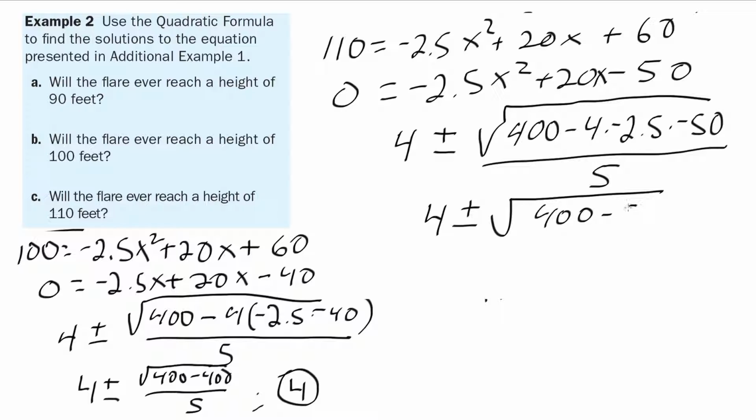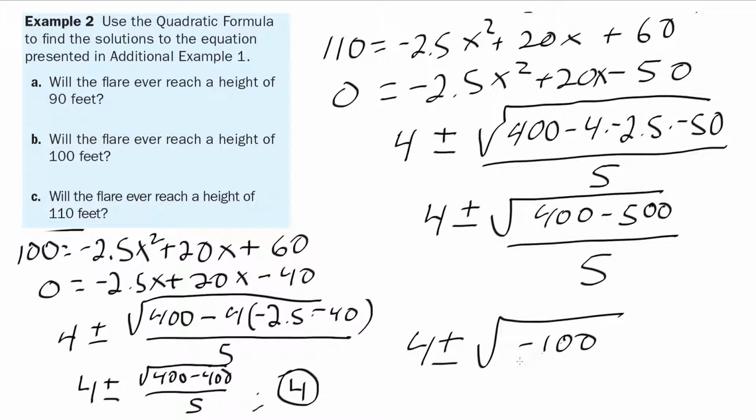This creates a negative number. It's 4 plus or minus the square root of a negative 100, divided by 5. Well, the square root of a negative is not a real number. This is what we would call an imaginary number. In a later course, we'll learn how to address this, but for now we would say there are no real solutions because we don't have a way to deal with this.